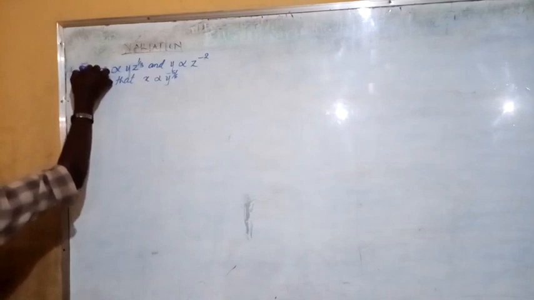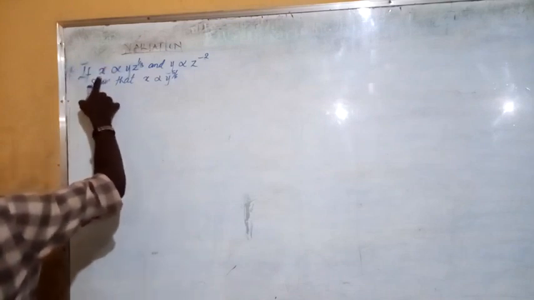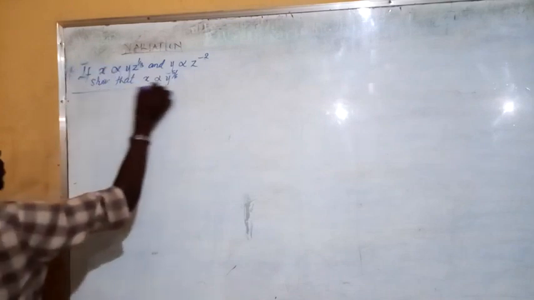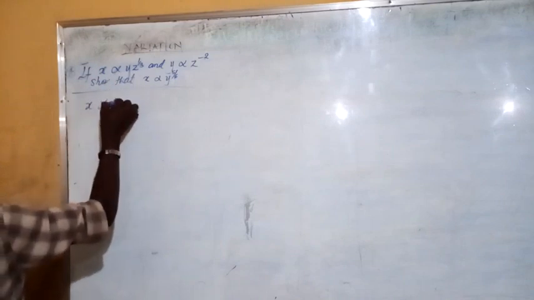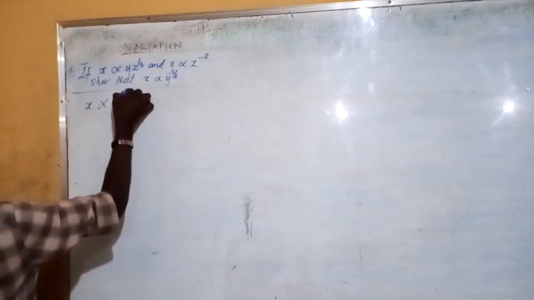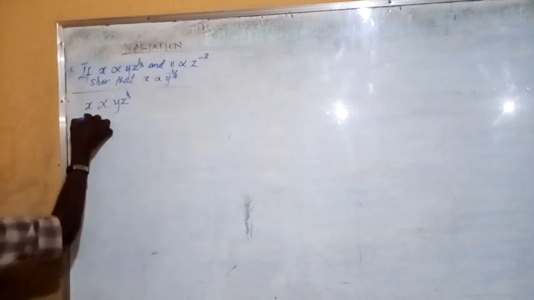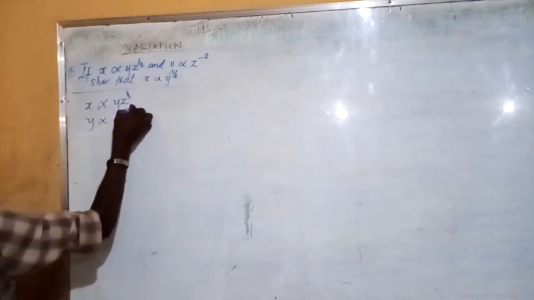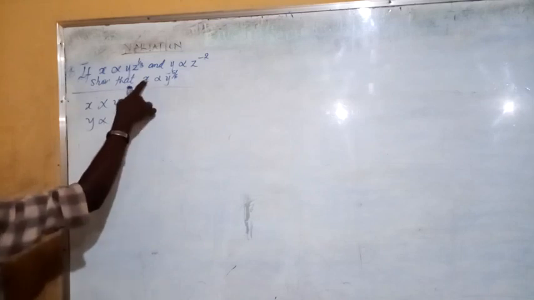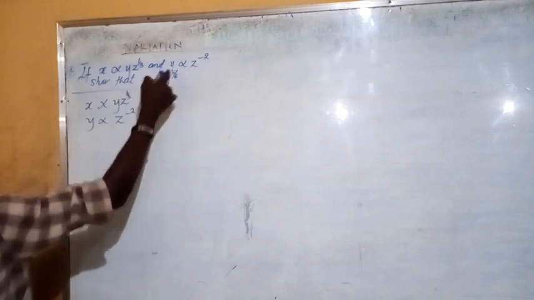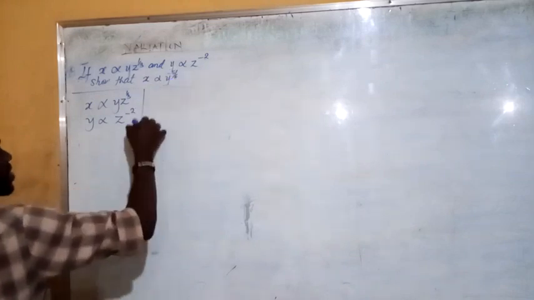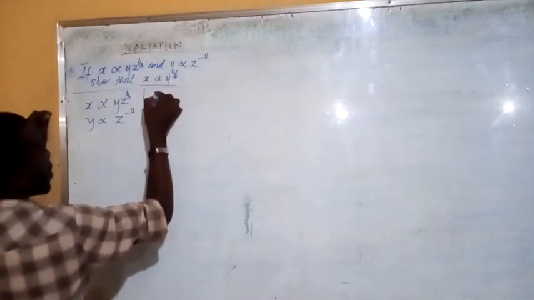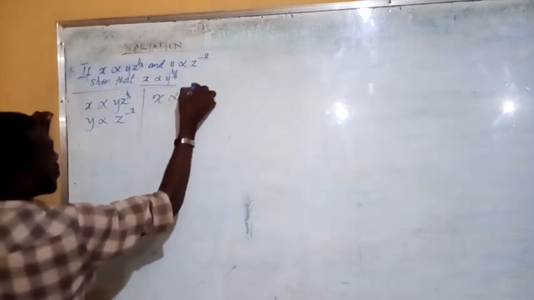So this question says, if x varies directly as y, z raised to the power 1 over 3, and y varies directly as z raised to the power minus 2, show that x varies directly as y raised to the power 5 over 6.